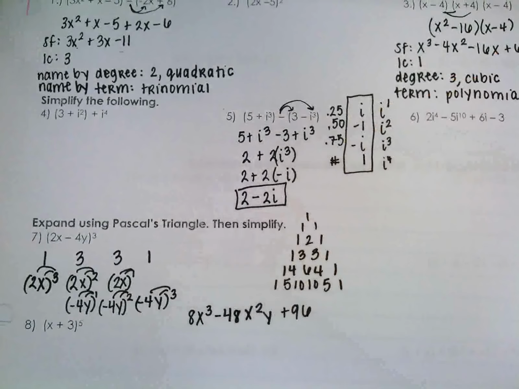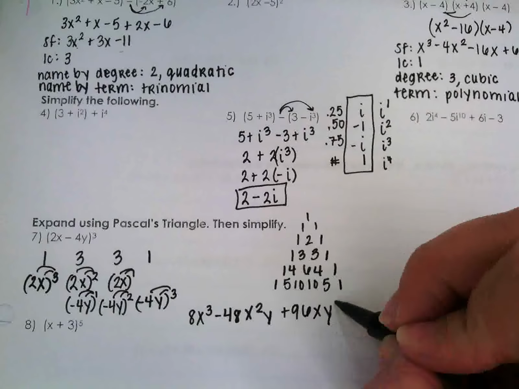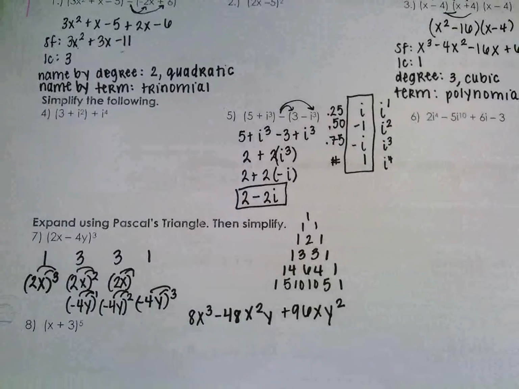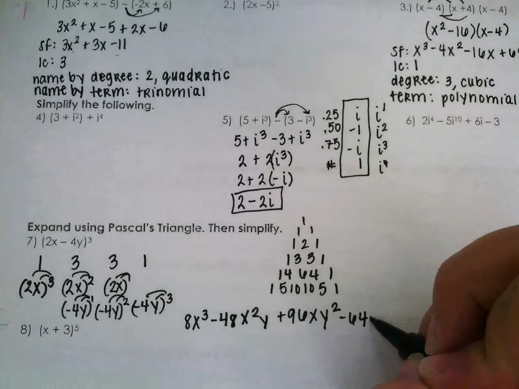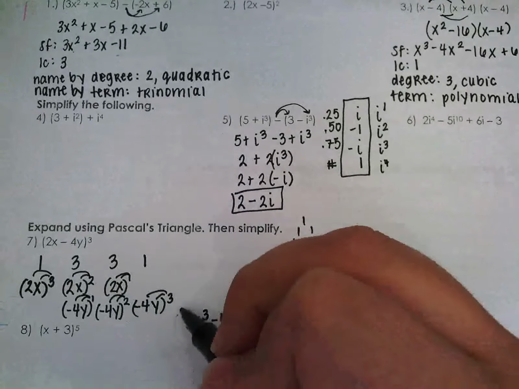All right, so we've got 96. I have one x but two y's, so x y squared. And then lastly, negative 4 to the third power and y to the third power. So negative 4 to the third power is negative 64. And then y to the third. And that's going to be my final answer.